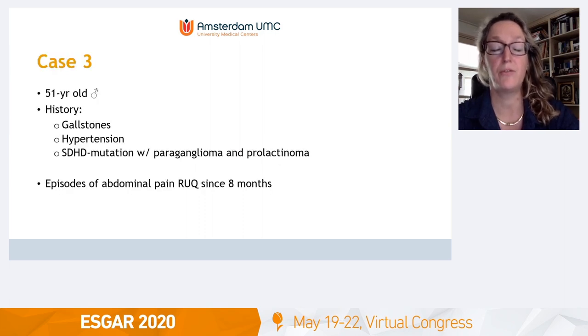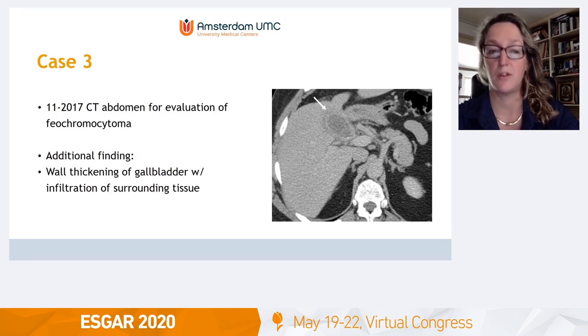This is a 51-year-old male with a history of gallstones, hypertension, and an SDHD mutation with paraganglioma and prolactinoma. He complained of abdominal pain episodically in the right upper quadrant since about 8 months. This patient had a CT abdomen for evaluation of possible pheochromocytoma with his mutation in November 2017.